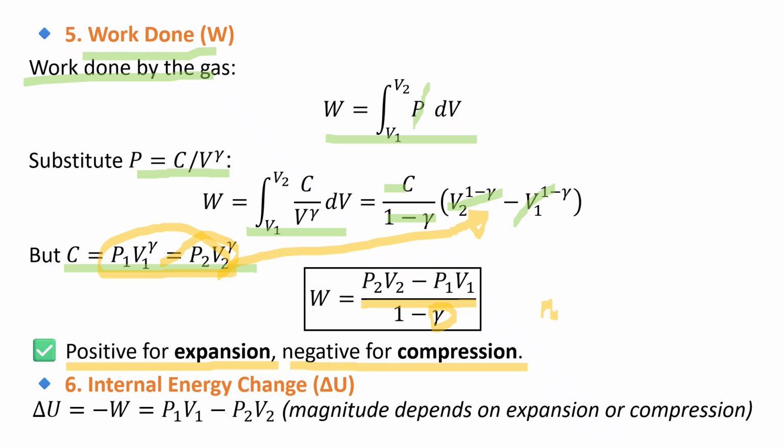And as we know, delta U, that is change in internal energy, equals minus W, which equals P1 V1 minus P2 V2. This magnitude depends upon the type of process, whether compression or expansion. So I hope, students, this formula derivation is very much clear to you. Generally this derivation is not asked in the exam, but under worst circumstances it may be asked.